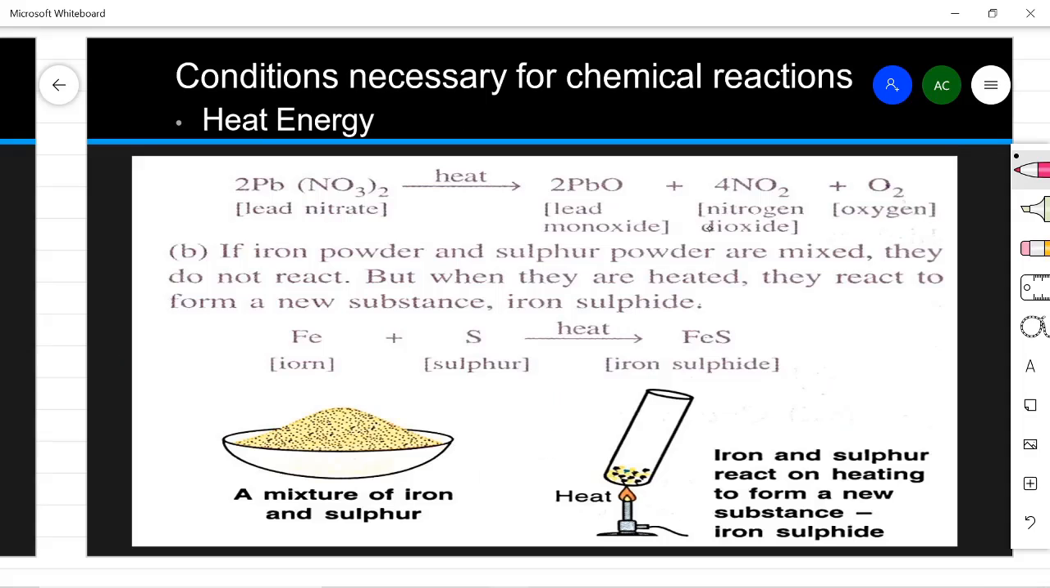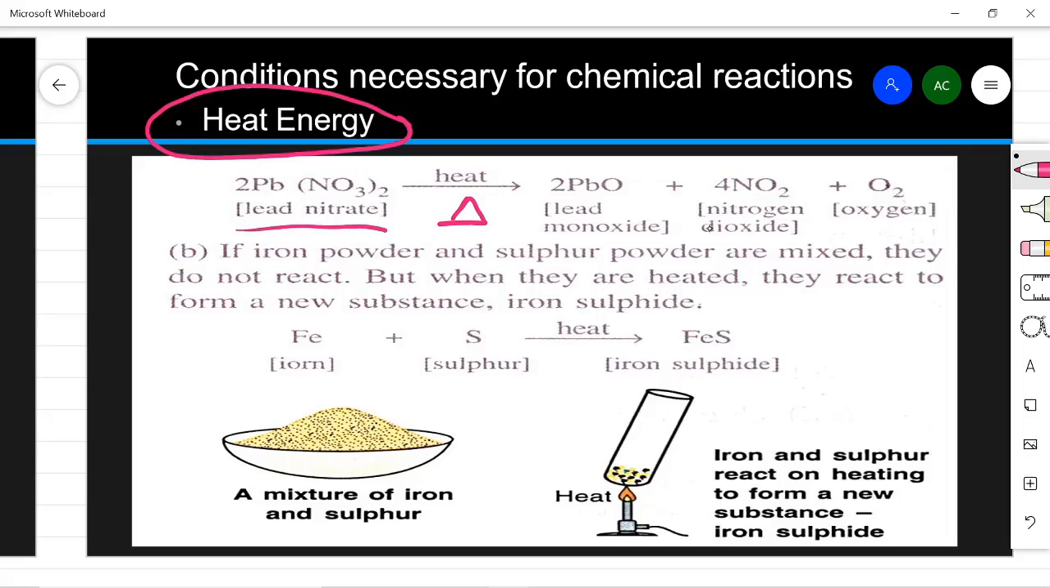Now, some reactions will happen with heat energy. That means unless and until you heat them, the reaction will not happen. So this is the second category. The first category was close contact, the second category is heat energy. Let us see an example of this kind of reaction. First is lead nitrate when heated. Delta is the sign of heat. Lead nitrate when heated is a very important reaction, as I already told you in previous lectures also.